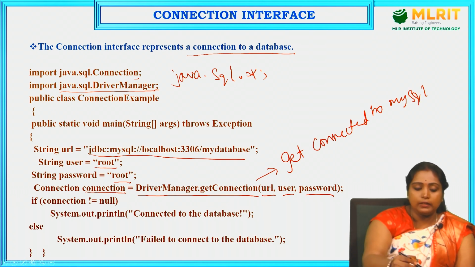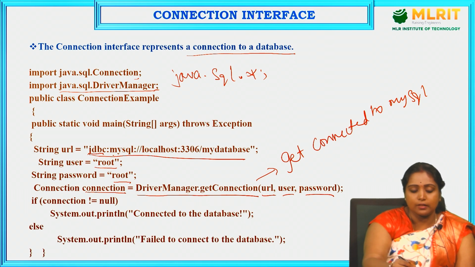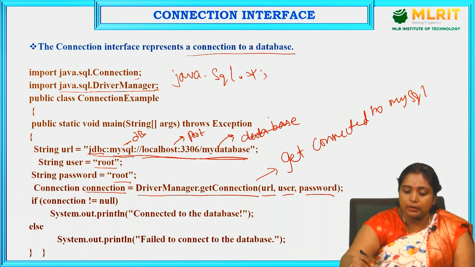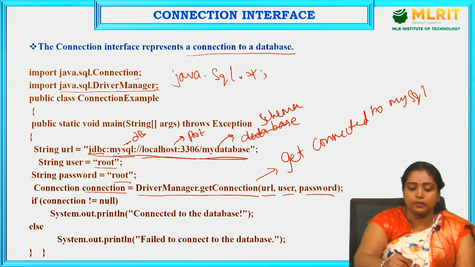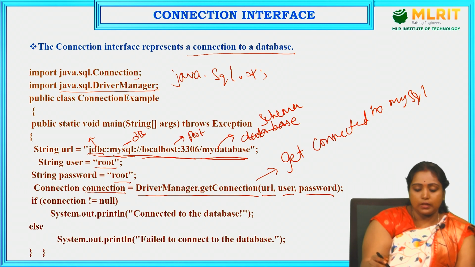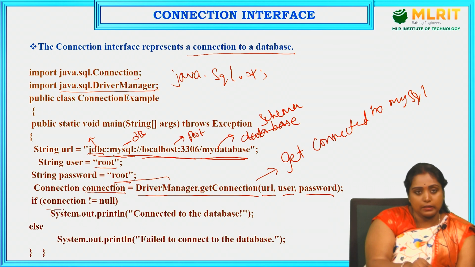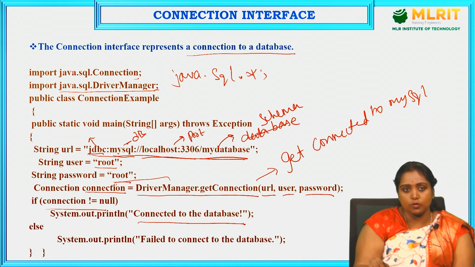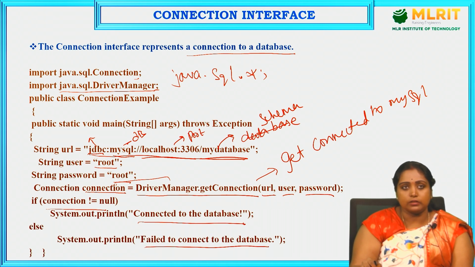In this URL, first you are establishing the JDBC connection, next MySQL, and what was the localhost you are particularly on, and what is your database name. This is for the database name, this is the port address, this is the schema name, and this is what type of database you are using, which type of connection. The statement will return you the connection. If the connection is not equal to null, you can say that it is connected to the database, else it has failed to connect to the database.